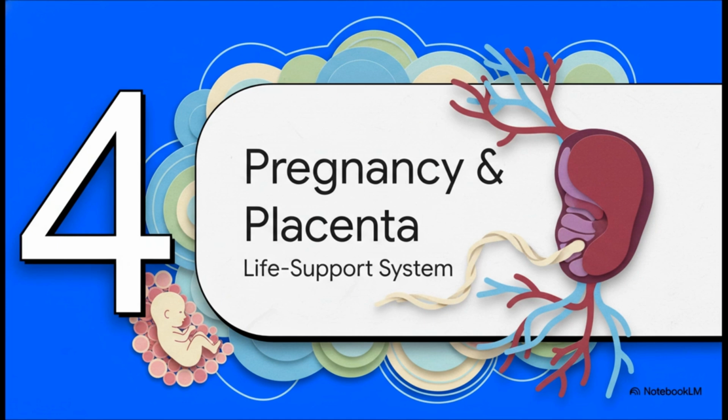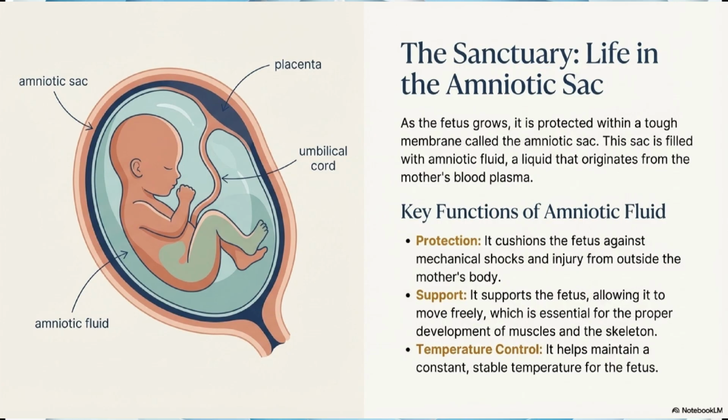For the next 9 months or so, its entire survival depends on a truly remarkable life support system that grows right alongside it, the placenta. This amazing diagram shows you exactly what that environment looks like. The fetus is floating inside the amniotic sac, cushioned by amniotic fluid. You can think of this as a natural shock absorber, protecting the little one from any bumps. The umbilical cord is the lifeline, connecting the fetus to the placenta. And that placenta is the all-important interface between the mother and the baby.